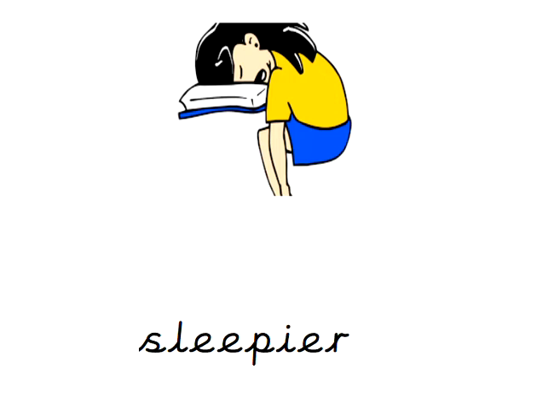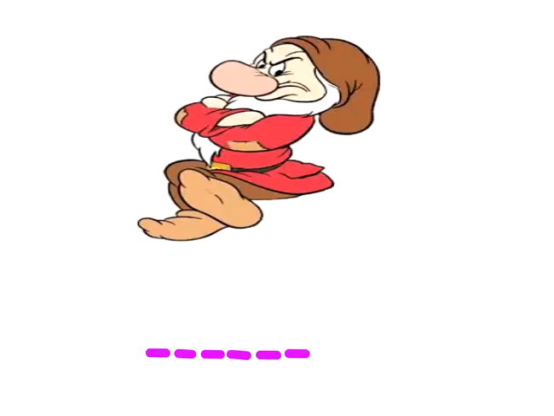S-L-E-E-P-I-E-R. Well done. Oh no, this is very grumpy. He's very grumpy, isn't he? Grumpy. Think you've got it? G-R-U-M-P-Y. Well done. Now, how do we change grumpy to grumpier? If it ends in Y, wave goodbye, add IER.